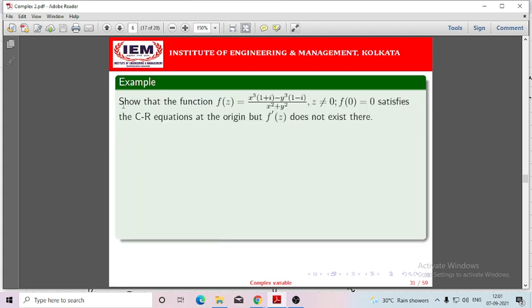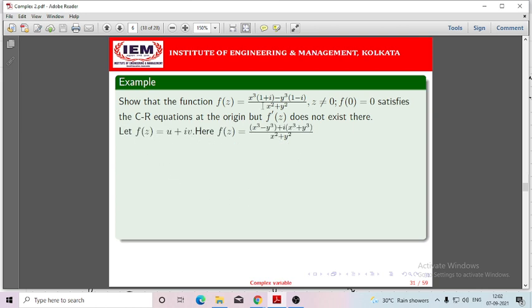Okay. Now here, this problem. In that problem, we need to show that f(z), which is denoted as this whenever z is not equal to 0, and at 0 the function is defined as 0. So here, the function is not a continuous function. Because for non-zero values of z the function is defined as this, and whenever z becomes 0 the function is defined as this. We need to show that it satisfies the Cauchy-Riemann equations at the origin, but f dash z doesn't exist. So what is f(z) here?